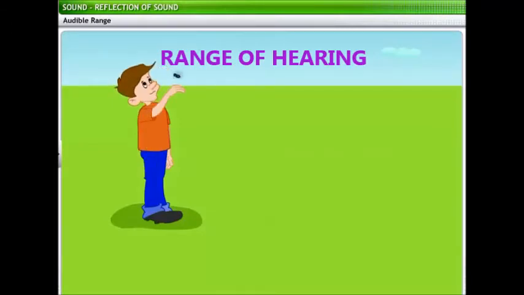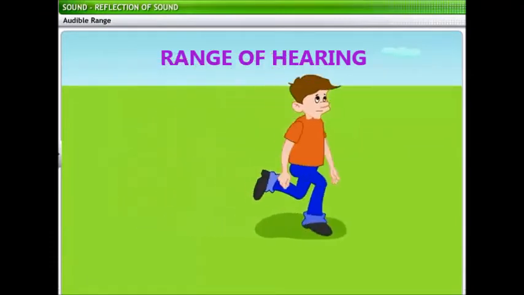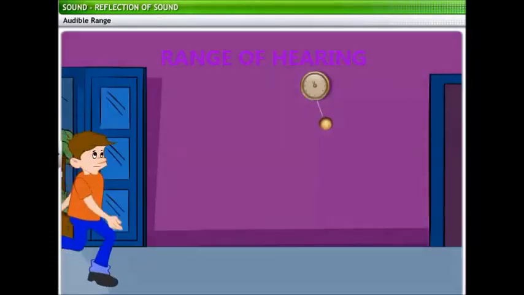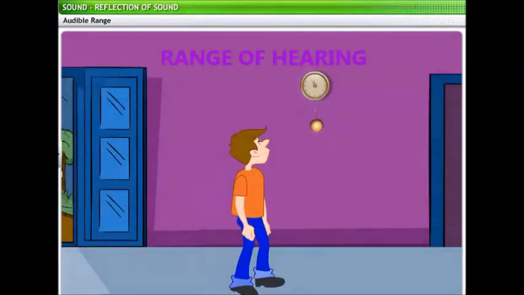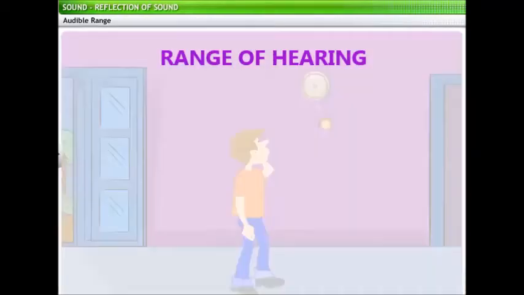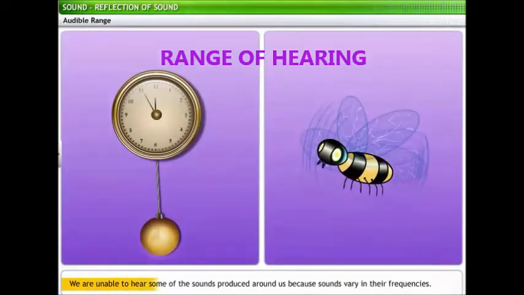The buzzing of a bee is clearly audible. In fact, sometimes we wish it wasn't so loud. However, though we can see the pendulum vibrating, it doesn't seem to be producing a sound. Look at the boy straining to hear the sound of the pendulum. We are unable to hear some of the sounds produced around us because sounds vary in their frequencies.